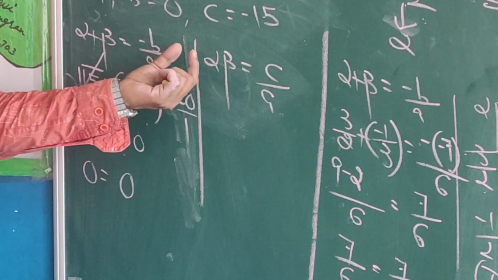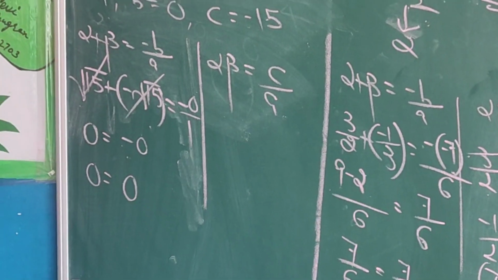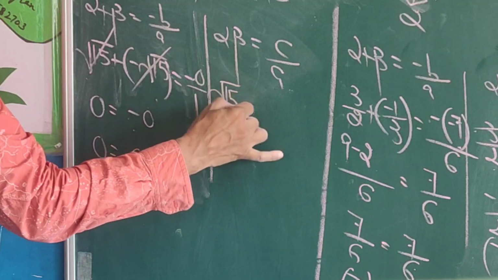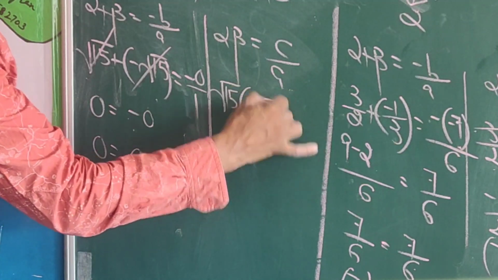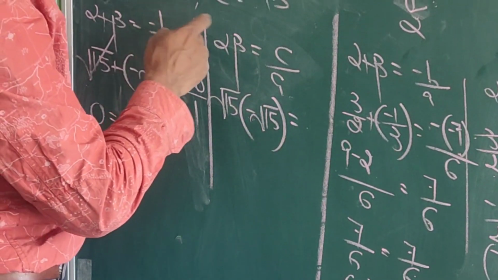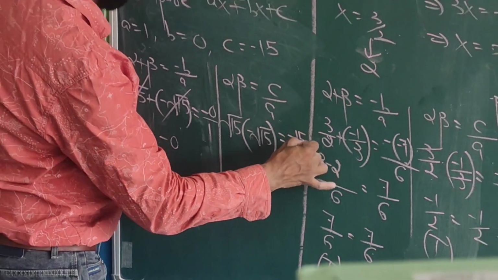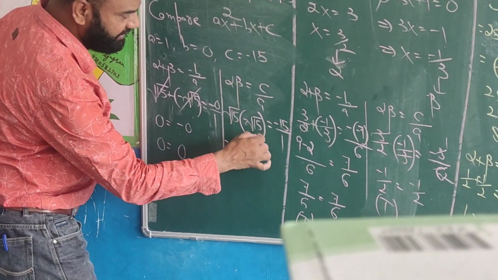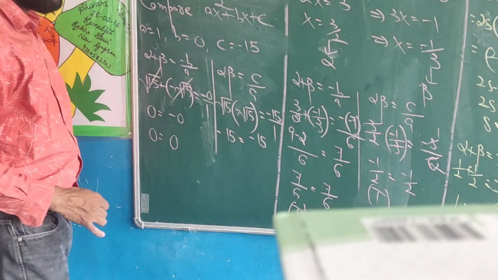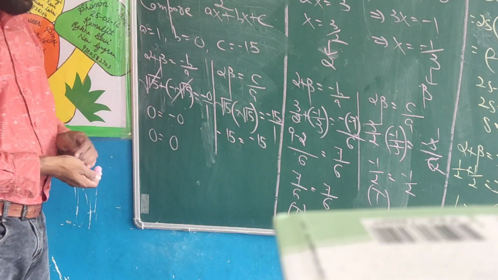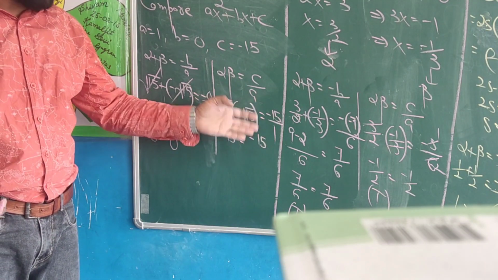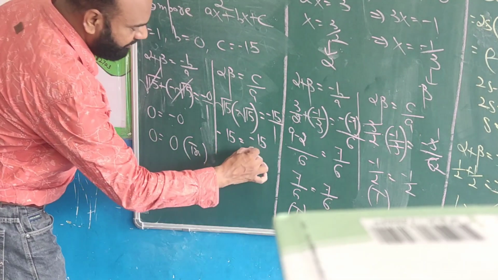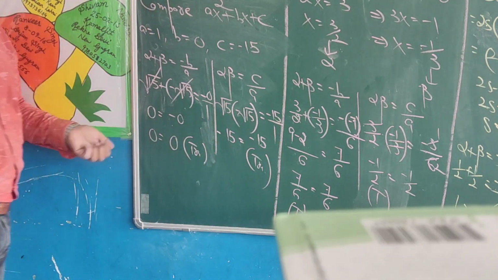Next, the second relation is the product of zeros equal to c upon a. For the product of zeros, what is alpha? Alpha is root 15 and beta is minus root 15. And c upon a: what is c here? c is minus 15 and a is 1. Minus root 15 into root 15 is minus 15, and minus 15 upon 1 is also equal to minus 15. So we check here that LHS equals RHS in the second condition, and in the first condition also LHS equals RHS. Both conditions are true, so the relation is verified.